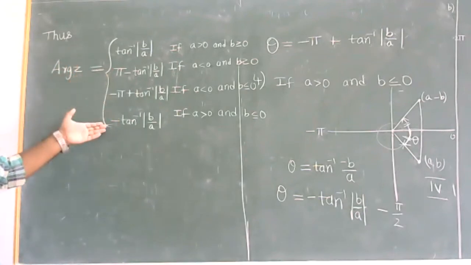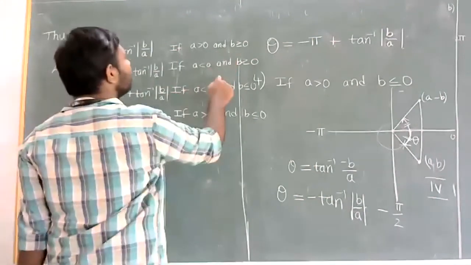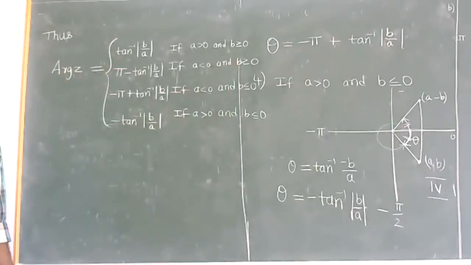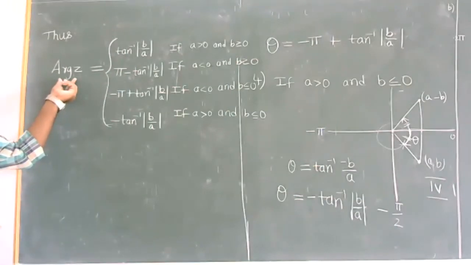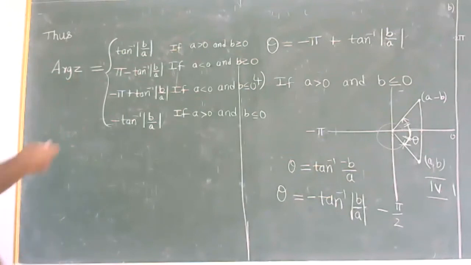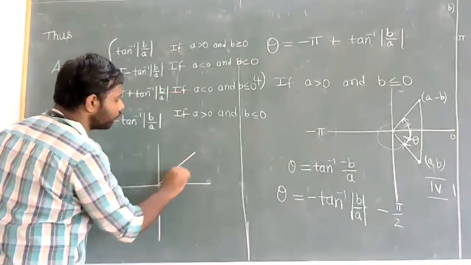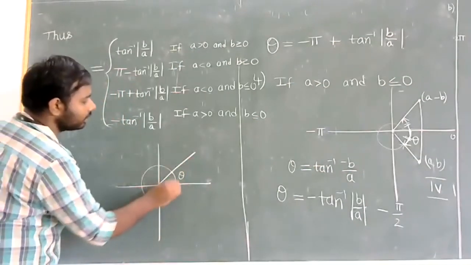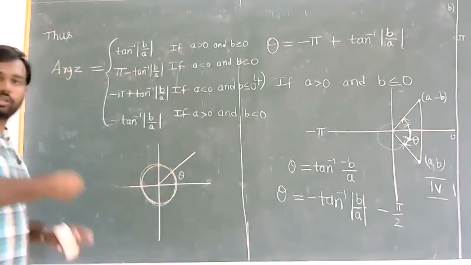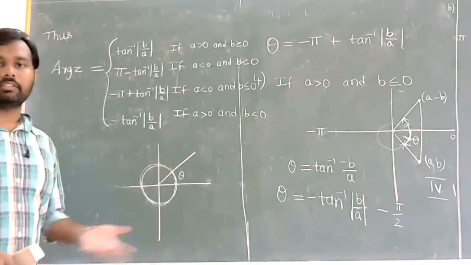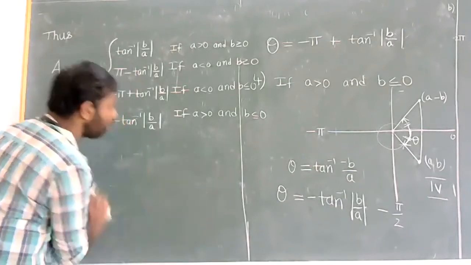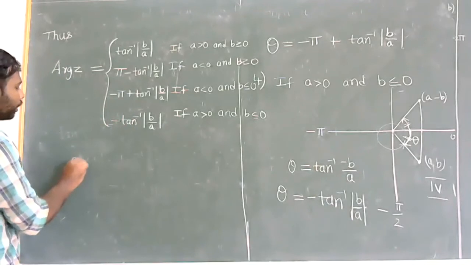So these are the principal argument values based on their position in various quadrants. Now, whenever you find an argument value, it is one of the argument values of Z, and by adding even multiples of pi, you will get successive argument values. That means if you can find one argument value, then by adding 2 pi to it, you will get successive argument values. So to get all the argument values of Z, what you have to do?